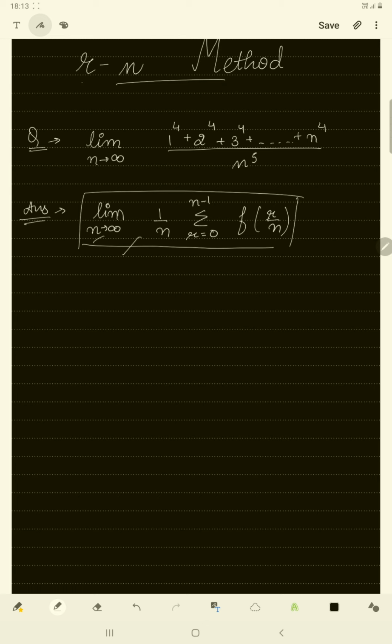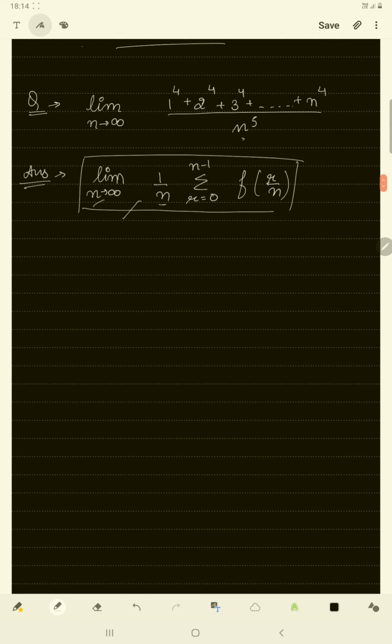Now to solve this, we actually need a 1 by n, which we can easily take out from n to the power 5, then the summation, and then a function of r by n. So let me just convert this, and you would be mesmerized to see how easy these questions are. It's just about catching these types of questions. So we can have 1 to the power 4 plus 2 to the power 4 plus 3 to the power 4 till n to the power 4, upon n to the power 4. So I've just taken an n out of this.